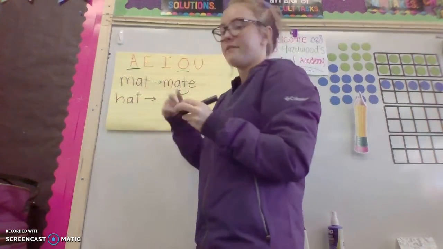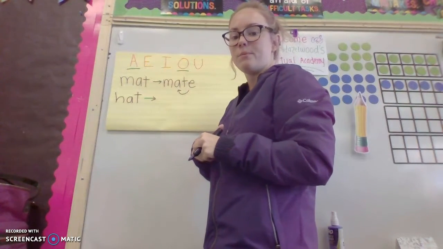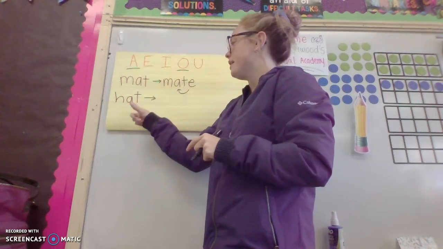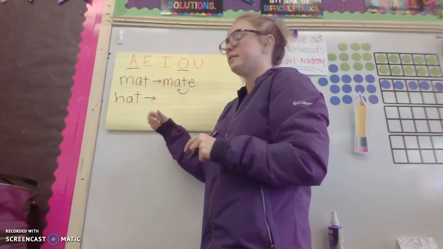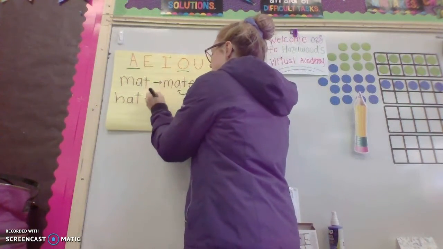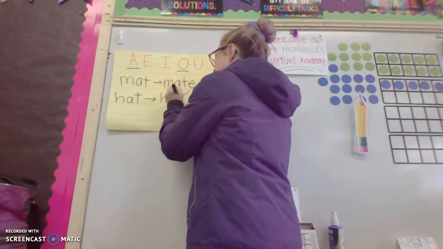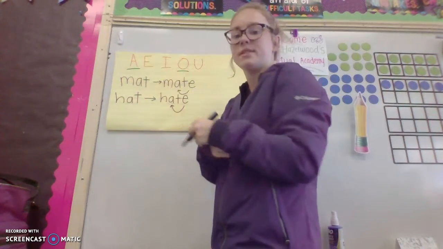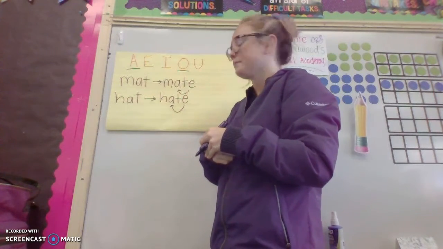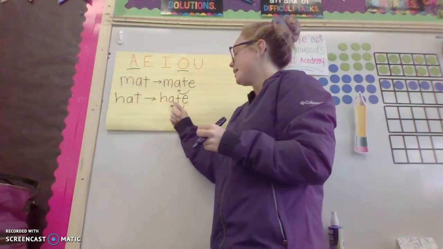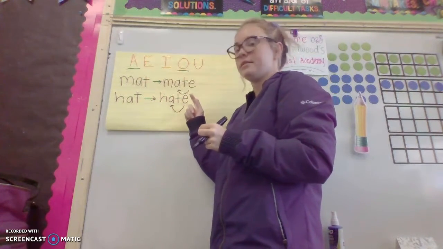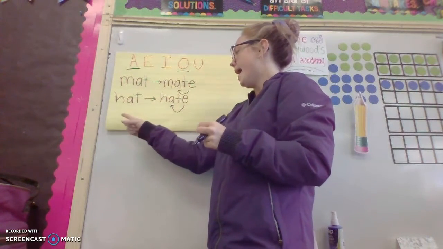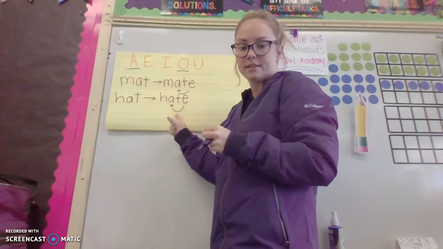Let's try another one. Here's a word that does not have a quiet E. Can you sound that one out? What word is it? H-at, hat. Let's add that quiet E and see how the word changes. Now the A will say its name. H-a-t, hate. So mat changes to mate, hat changes to hate.